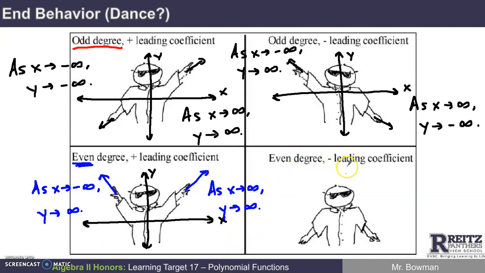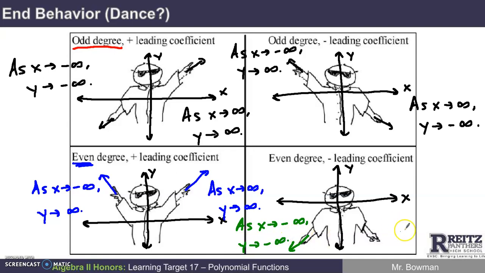So what if that leading term is negative? Well, then it looks like this. Both directions, we would say, as x approaches negative infinity, y is approaching negative infinity. And the same is true as x approaches positive infinity. As x approaches infinity, y approaches negative infinity. And those are the 4 different types of end behavior that a polynomial function could have.